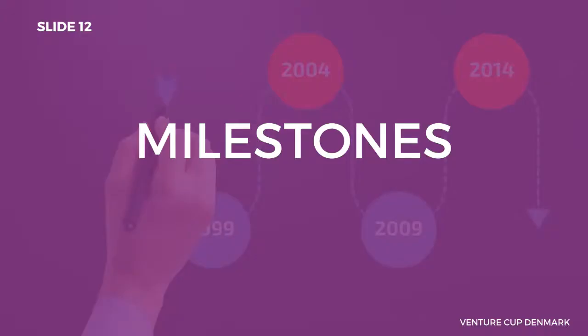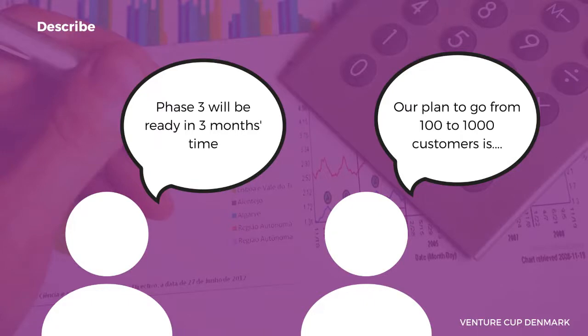Slide number 12, milestones. Judges and investors want to see that you have an internal plan for your startup. If you currently have a prototype, when do you intend to be ready with the next phase? It is common to estimate that each phase will take 6 months, but sometimes less, and it really depends on the type of startup, of course. If you have a more developed product, show how you are going to go from 100 customers to 1,000 customers.